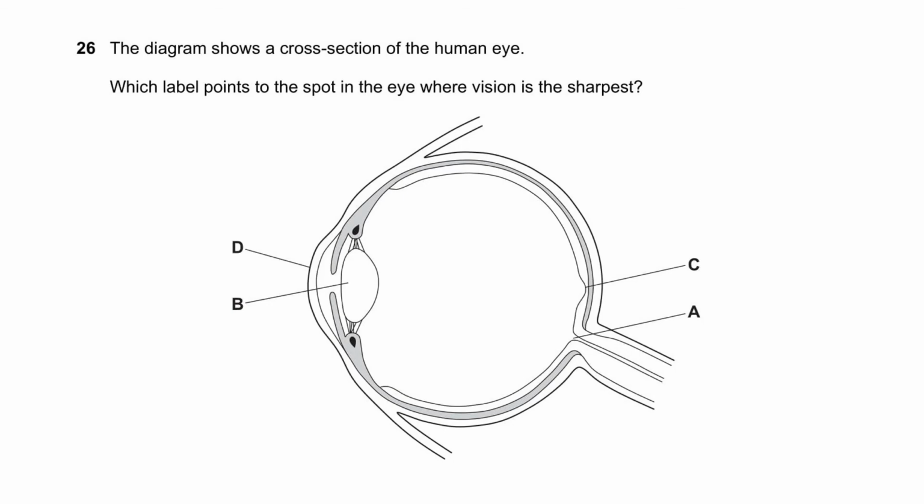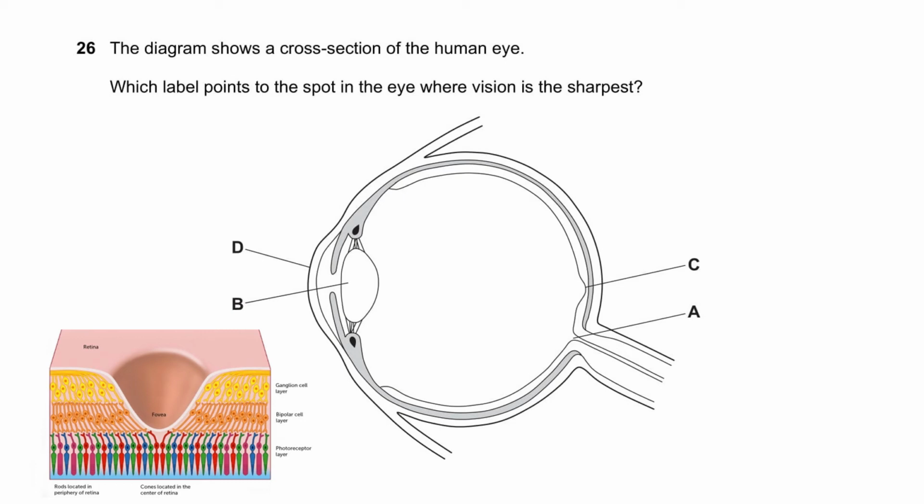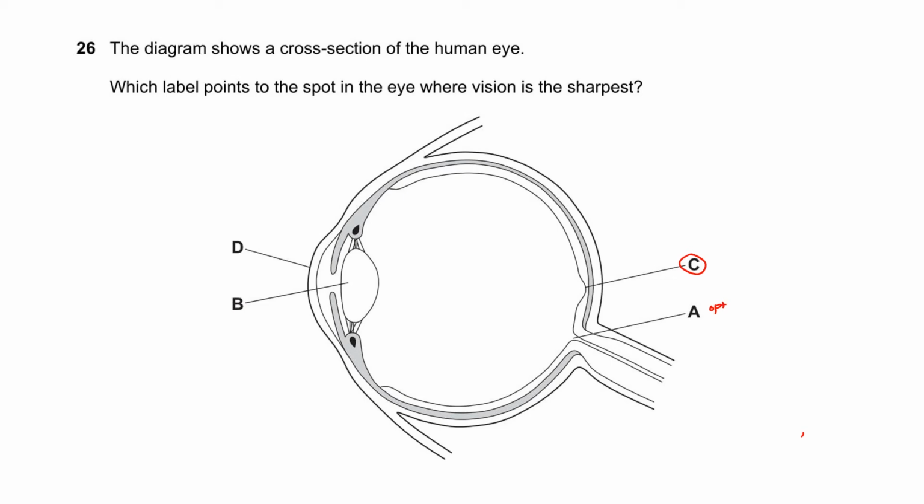Question 26 says the diagram shows a cross-section of the human eye. Which label points to the spot in the eye where vision is the sharpest? Vision is the sharpest in the fovea because it has the highest concentration of cones, so the answer is C. A is the optic nerve, D is the cornea, and B is the lens.